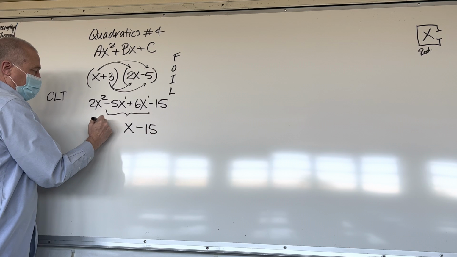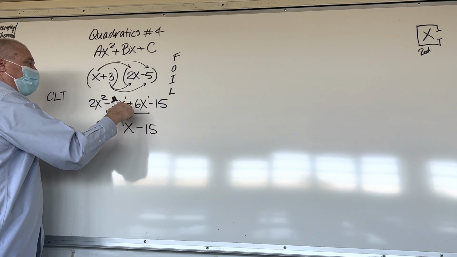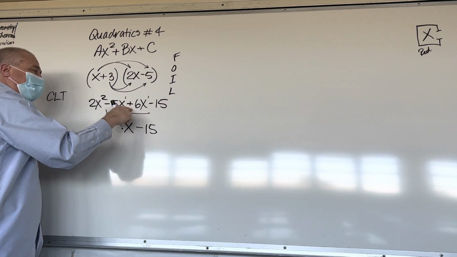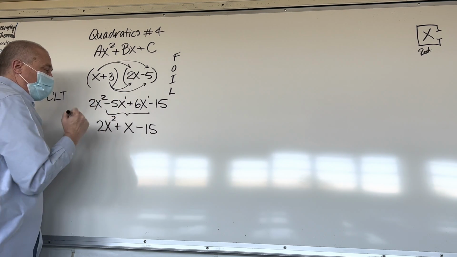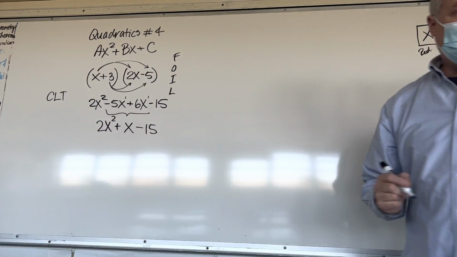The 2x squared stays here. And this becomes positive because it's a greater number of positive x's minus 5 of them. So 6 minus 5 leaves you with plus 1x. Did I do it right? And does it work from there?